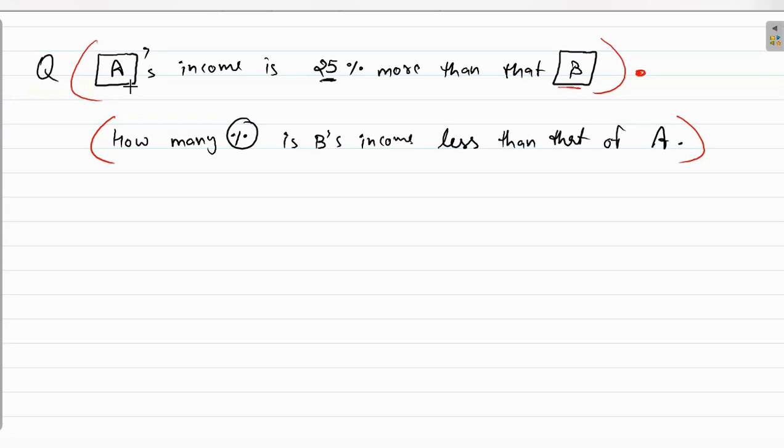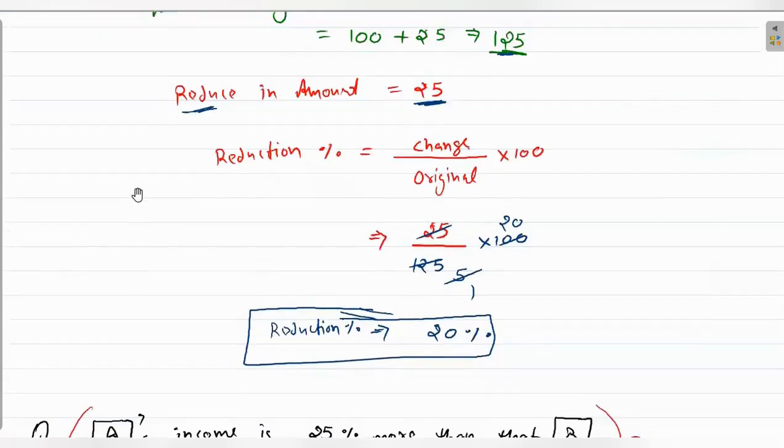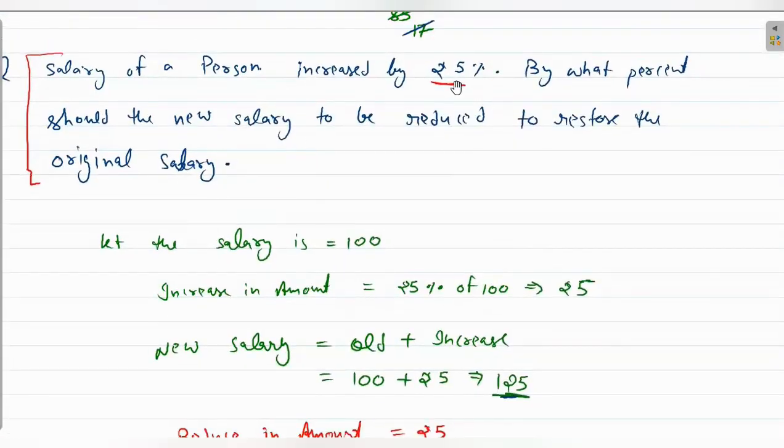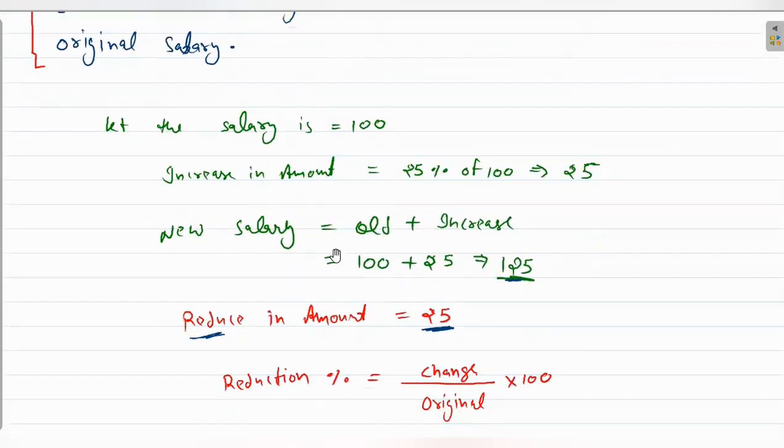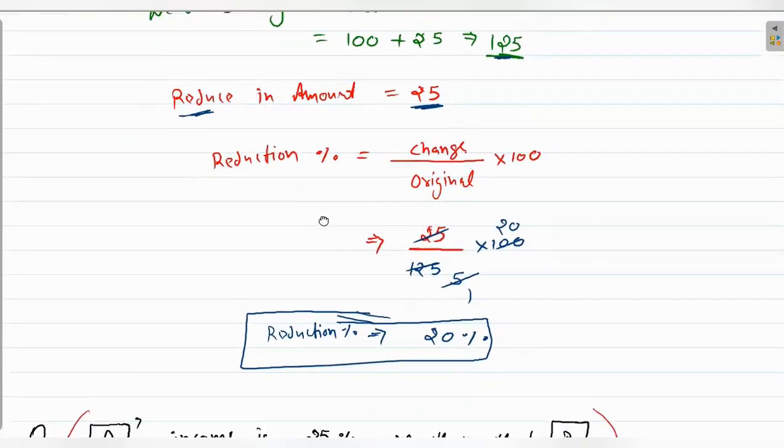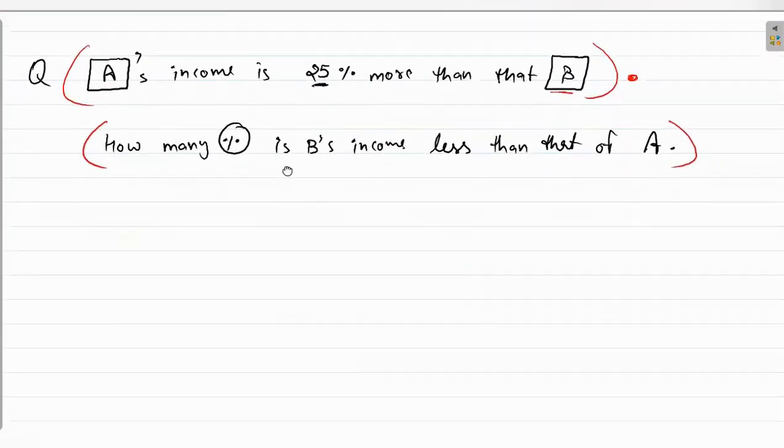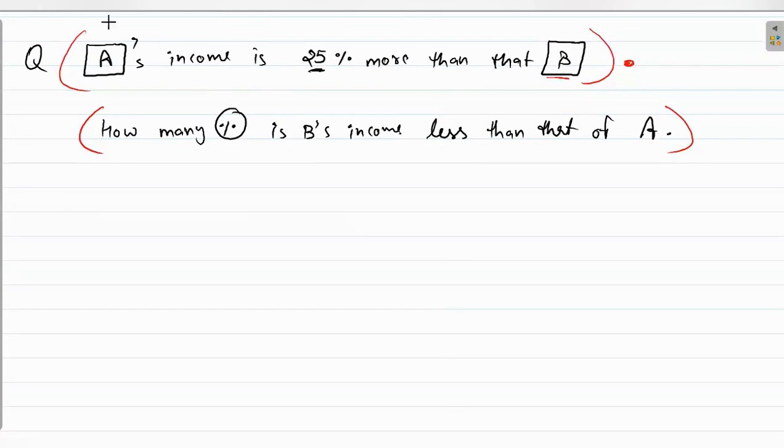I think it is just like the previous one. In that one also, we increased it by 25%, and then later on we did a reduction, so it became 20%. Yes. The same way, it will also happen in the same manner, because firstly I will assume A's income is 100. According to that, the increase will be 25. So B's income comes out to be 125.